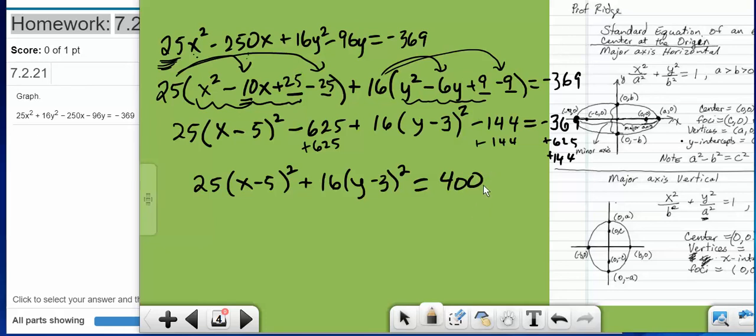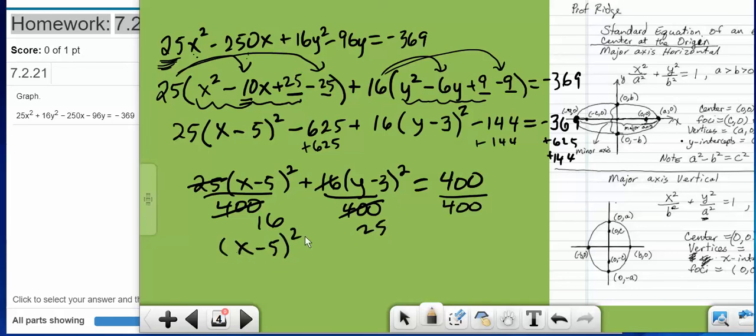Then, just like the previous problem, we want the right side to be just 1. So you're going to divide everything by 400. So 25 goes into 400 16 times. 16 goes into 400 25 times. So we get (x minus 5) squared over 16 plus (y minus 3) squared over 25 equals 1.